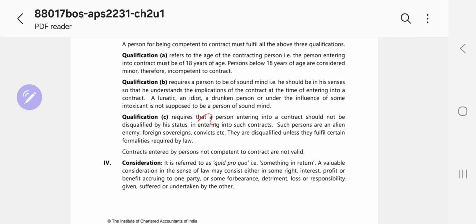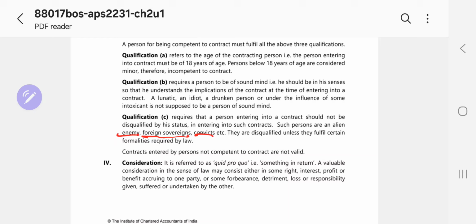Now, qualification C requires that a person entering into a contract should not be disqualified by his status from entering into such a contract. Such persons are alien enemies, foreign sovereigns, convicts, etc. They are disqualified unless they fulfill certain formalities required by law. Okay, so here you can see foreign sovereigns, enemies, convicts, or criminals are not able to enter into a contract.